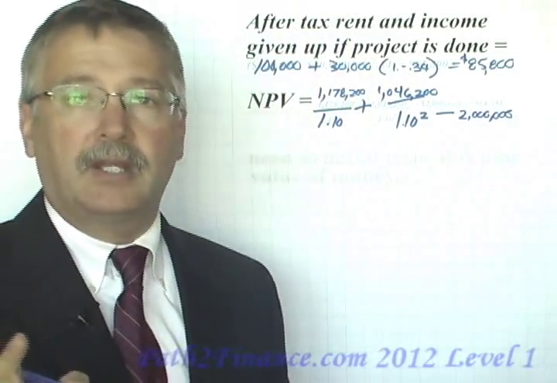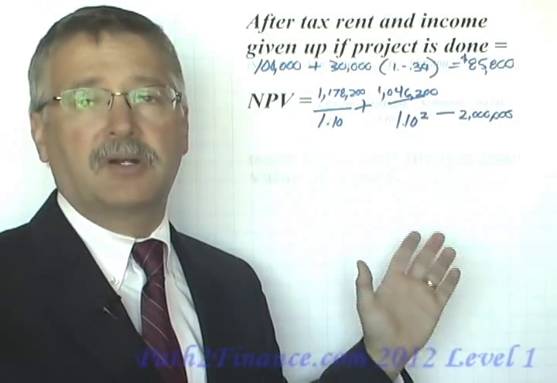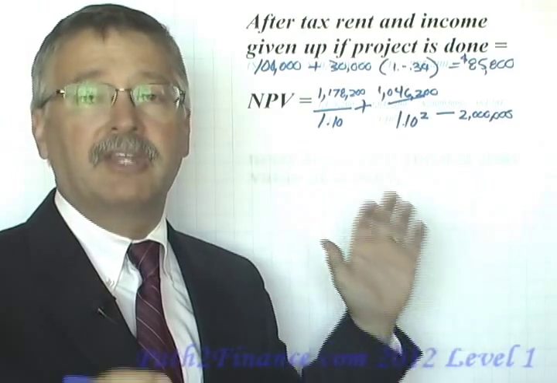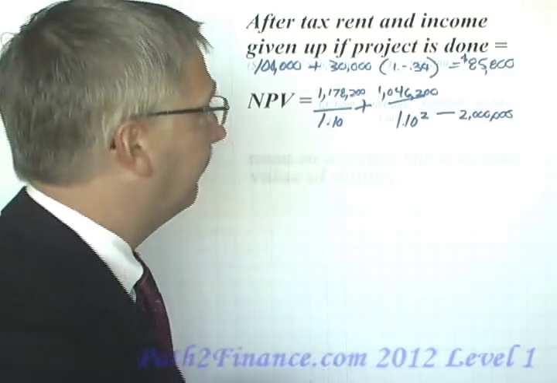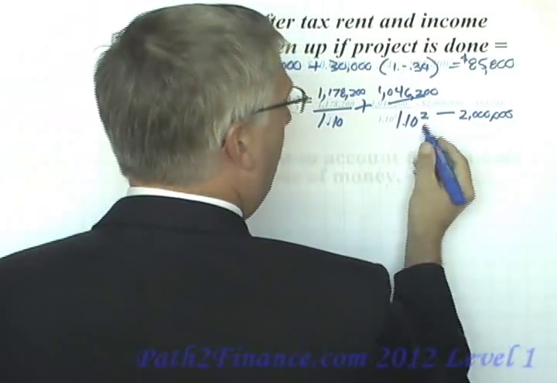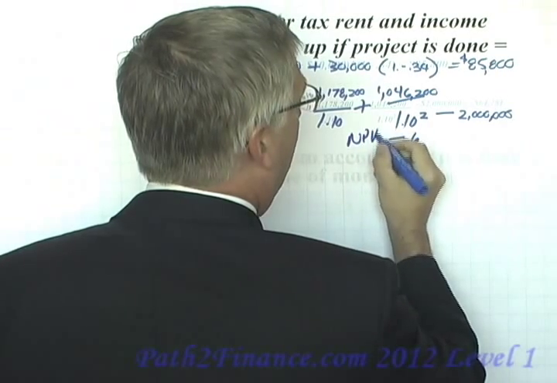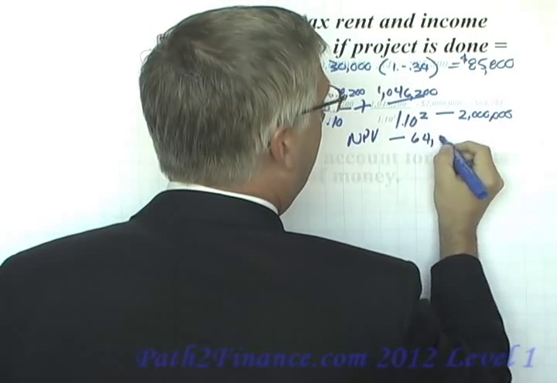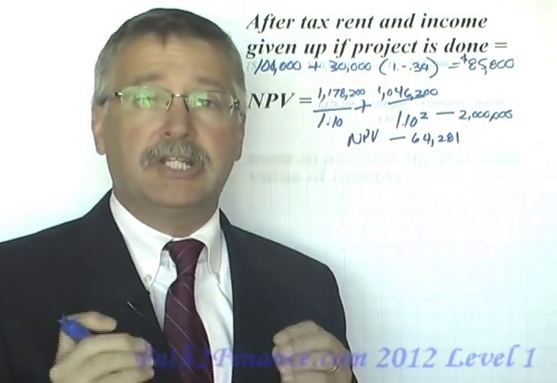One point I want to make here, in no calculation here did I subtract that $5,000 we spent for our consultant. That is a sunk cost and not considered in the calculation. Remember that. Anyway, continuing on with this calculation, it gives us a net present value of a negative $64,281, and so this project should not be done.